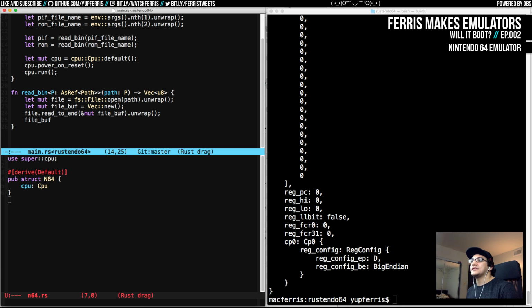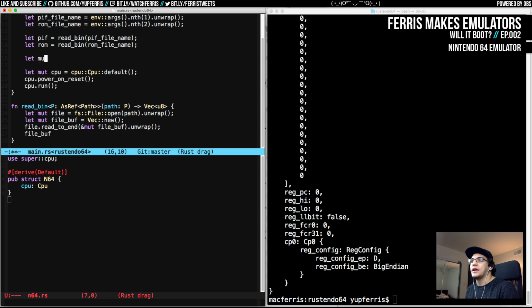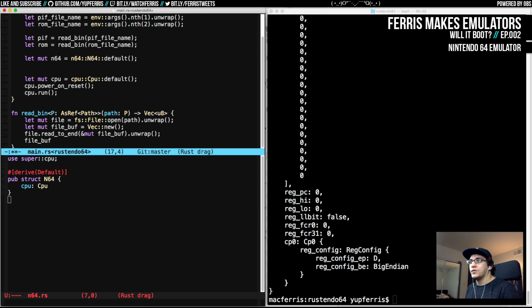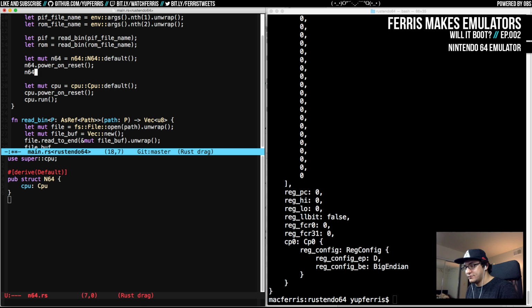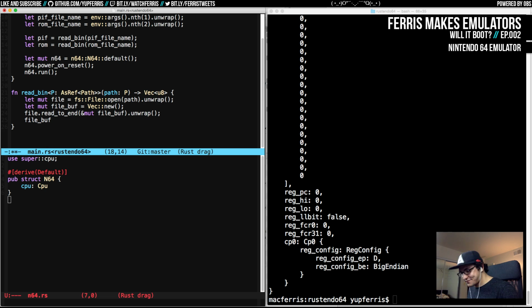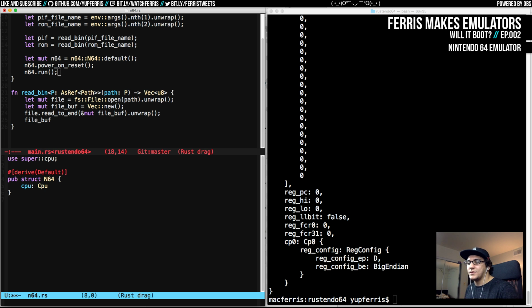Yeah, so now instead of creating a CPU here, we'll do let mut n64. So it always feels so cool. N64 default. We'll do n64.power_on_reset. And we'll run the N64. So pretty. It's only pretty because we haven't gotten to the hard stuff yet. So yeah, so we'll impl N64.